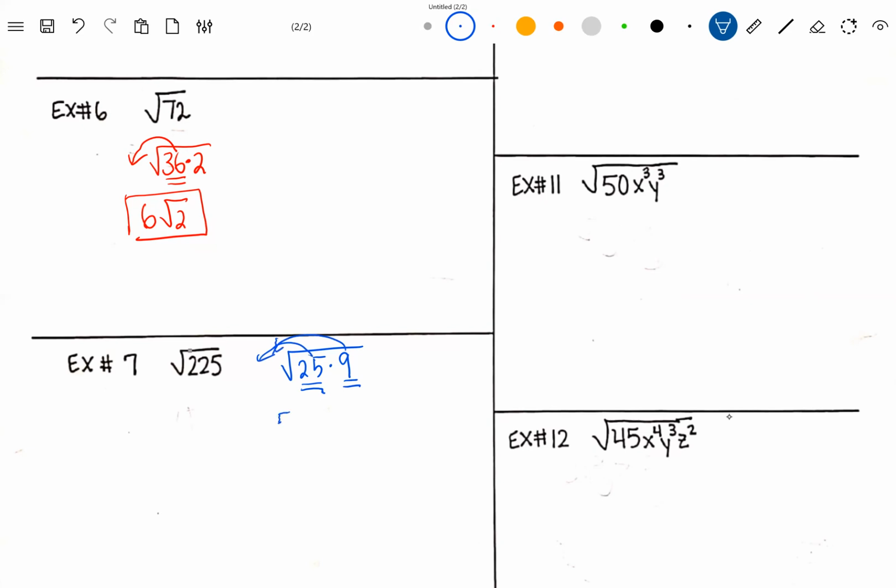The square root of 25 is 5. The square root of 9 is 3. Since I ended up with a whole number that doesn't have a radical with it, that means that it was actually a perfect square to begin with. So if I had typed it into my calculator, square root of 225, the calculator would have given me 15.